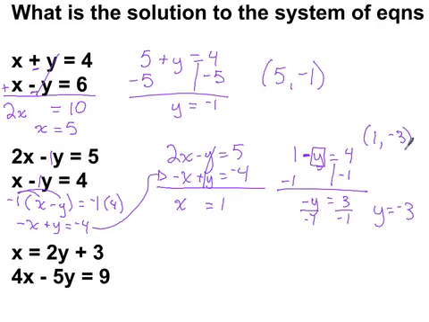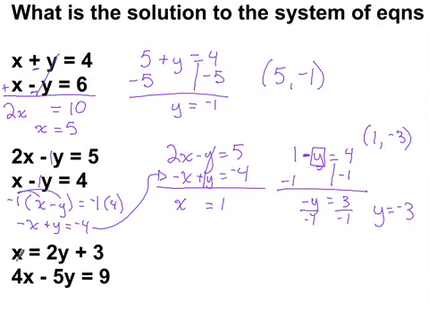All right, last one on this slide. I have x is equal to 2y plus 3, and 4x minus 5y equals 9. Which method should we use here? Remember, we have substitution, we have elimination, we have graphing. What do you think would be best?